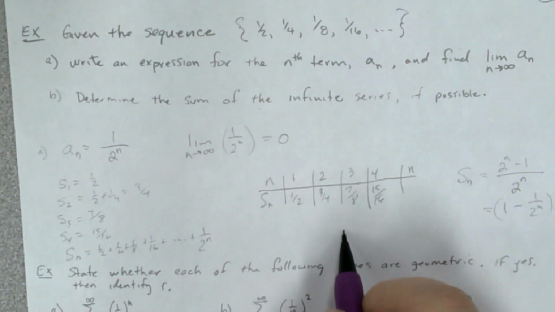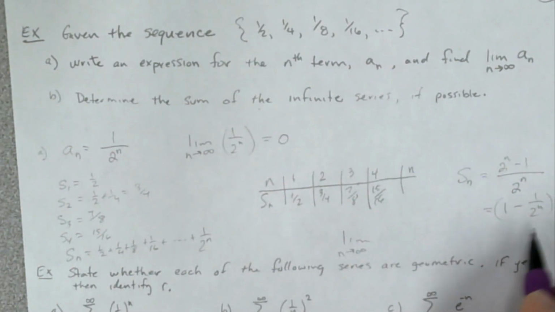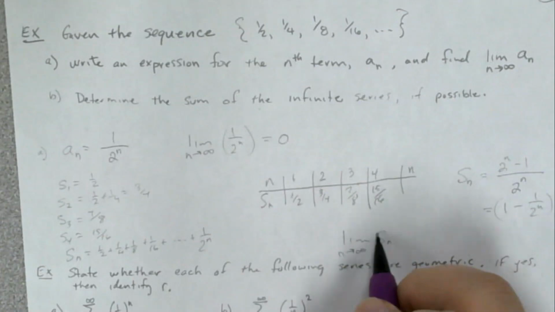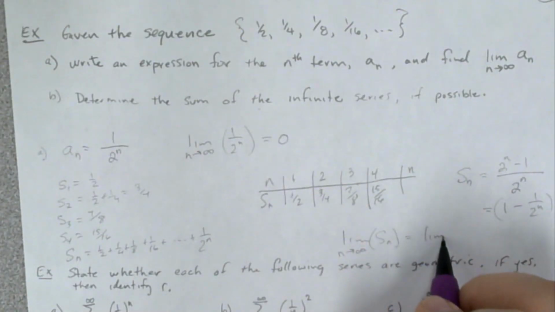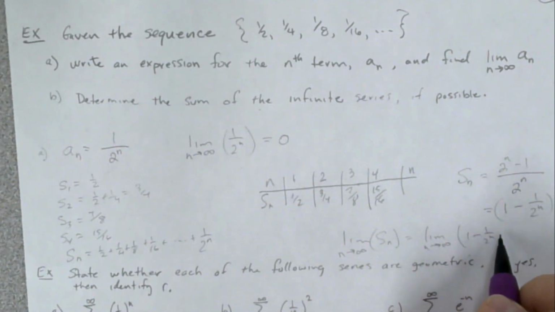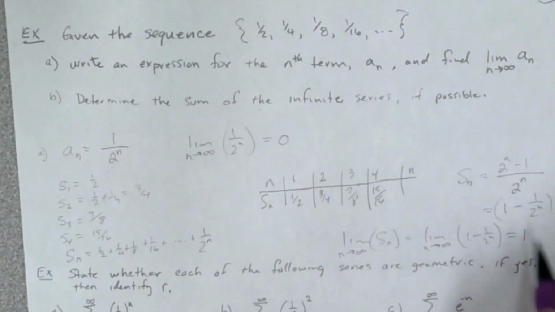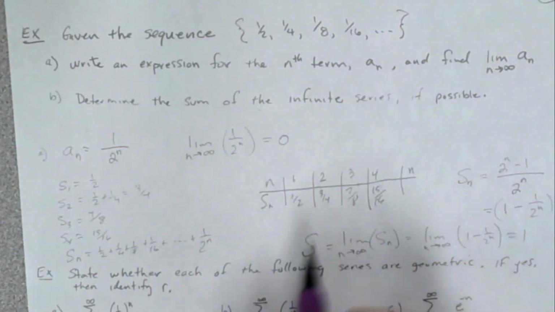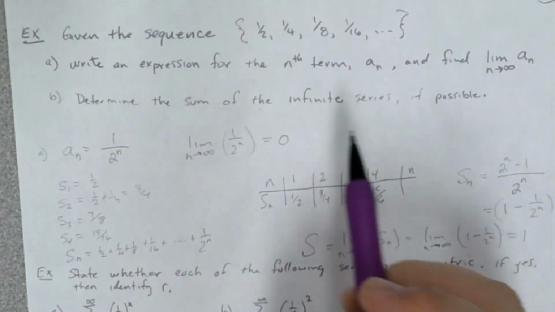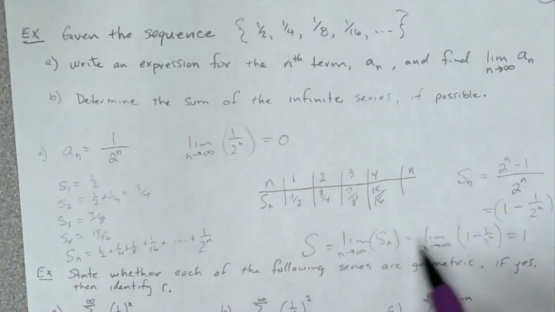And then I take the limit as n goes to infinity of that quantity, one minus 1 over 2 to the n, and we already established that 1 over 2 to the n is going to be 0, so this just simply becomes 1. And that tells me then that the sum of the series is equal to 1.